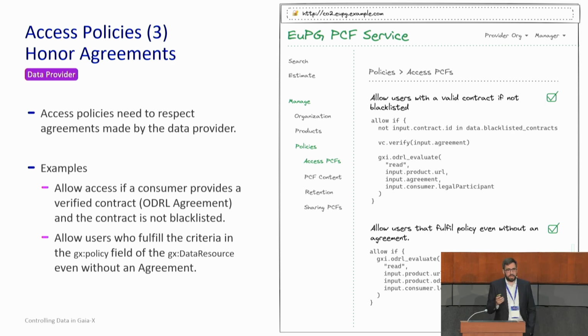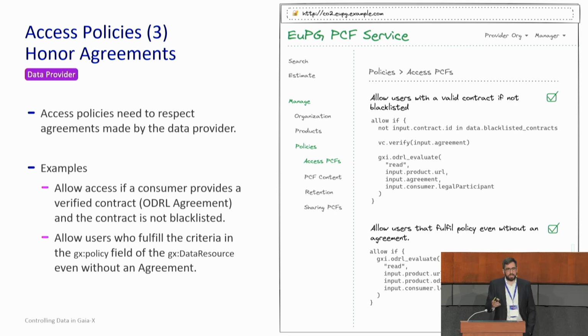So the first example is we say that if the agreement is not blacklisted, because sometimes agreements are misused, we verify the agreement, and then we have a little helper that evaluates the ODRL. In this case, it asks, does it have the read permission? The input product URL is the target in the ODRL permission, then the agreement itself, and then it provides the legal participant that's needed in the agreement. But this is when you have an agreement. We also think it is nice that if this policy offer restricts the geographic area, for example, then it's probably not necessary that the data consumer needs to contract, get an agreement, and provide us the agreement.